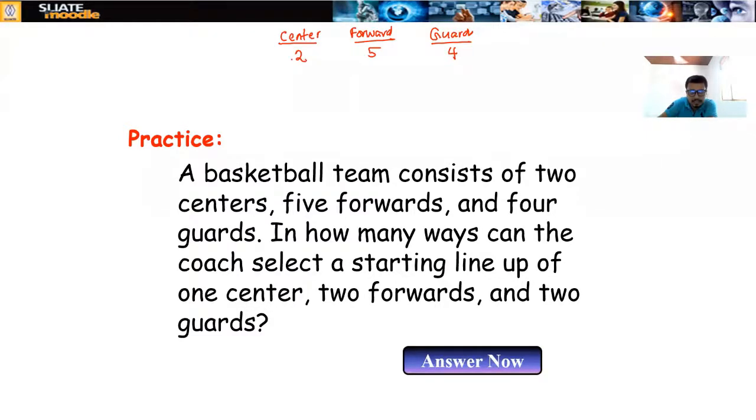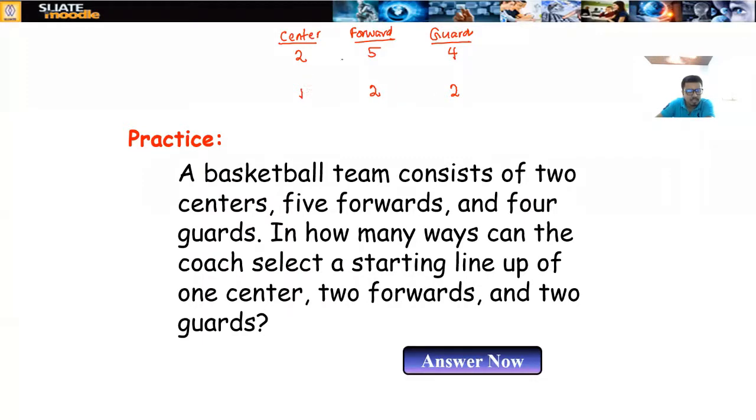Although 2 centers can play, we put only 1 in the match. Although there are 5 players who can play in the front, we will put only 2 forwards. We cannot put all 5 in the match, only 2 of these 5. And 2 guards. We have 4 players in the squad, but for the match we will use only 2.